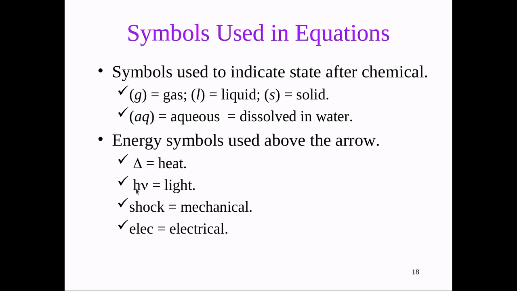This thing that looks like an h with a scripted v, this is actually the Greek letter nu, and that indicates that light was added. So sometimes you can get reactions when you add light. We actually see this a lot, like sometimes your dashboard might get discolored, or something you left out in the sun will get discolored and bleached out. That's a chemical reaction that's happening due to the light being there.